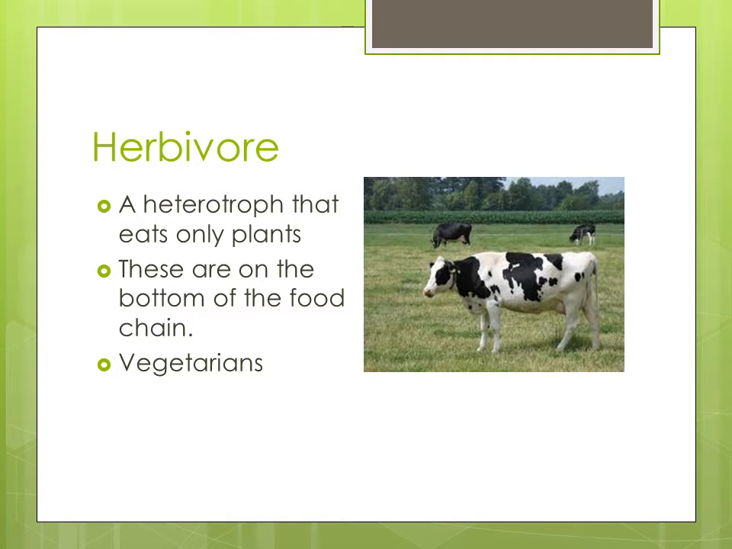Within our heterotrophs, we can break this down even more. Remember, heterotrophs get their energy from another source. We first have herbivores. Herbivores are heterotrophs that eat only plants, in other words, vegetarians. And these are the bottom of the food chain. We're going to be talking about food chains, and this is the bottom of the food chain.